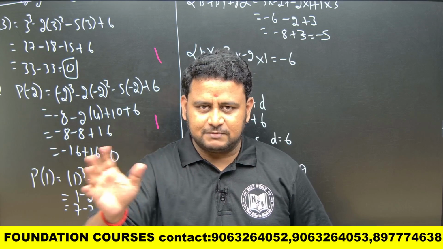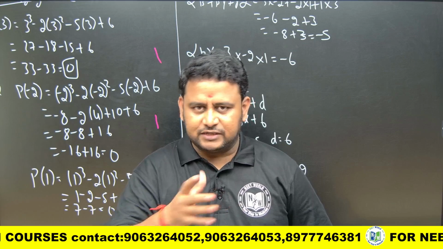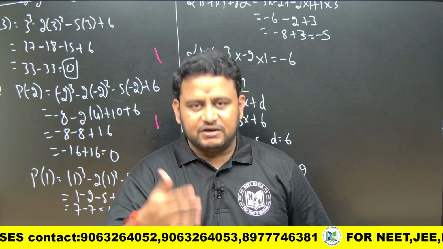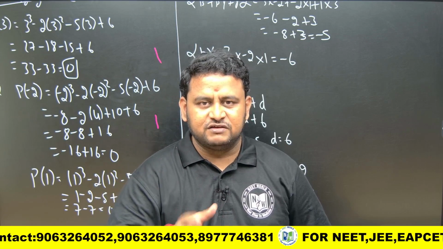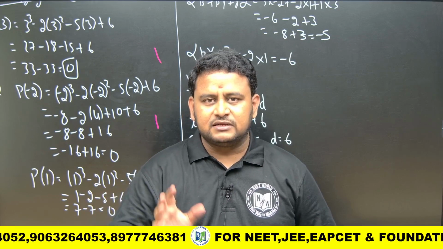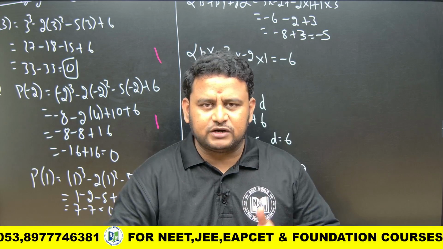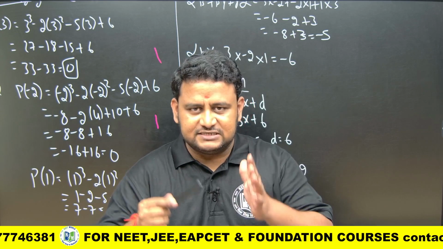Then alpha plus beta plus gamma, alpha beta, beta gamma, gamma alpha and alpha beta gamma, that you write in the direct method. Then by verification you have to use the formula method. First write down the standard form ax cube plus bx square plus cx plus d. Then write down the question that is given. By comparing you will be able to find a, b, c and also d.